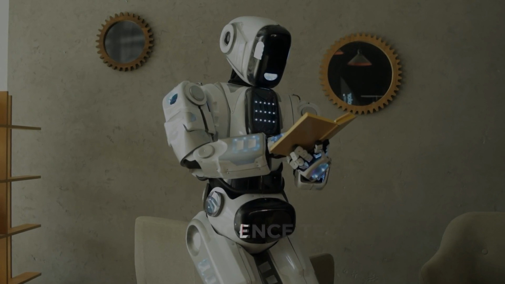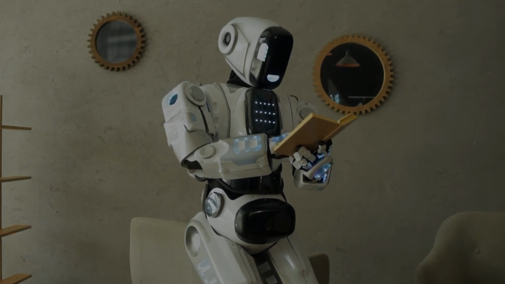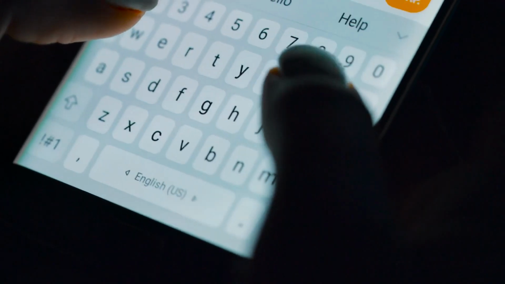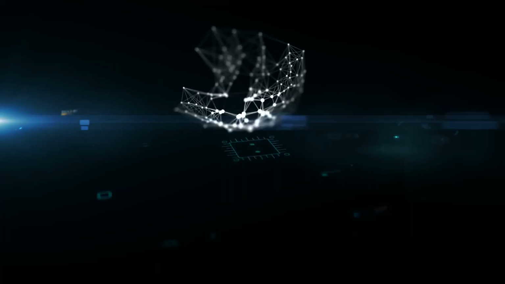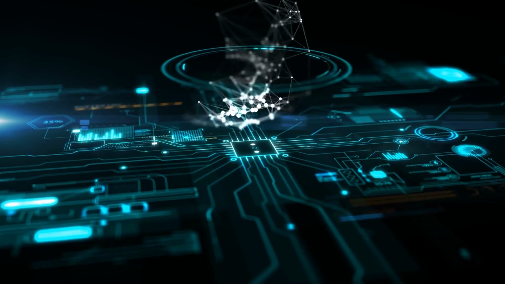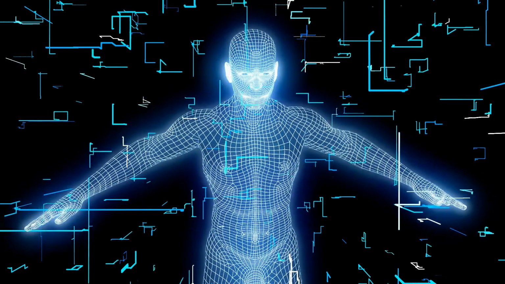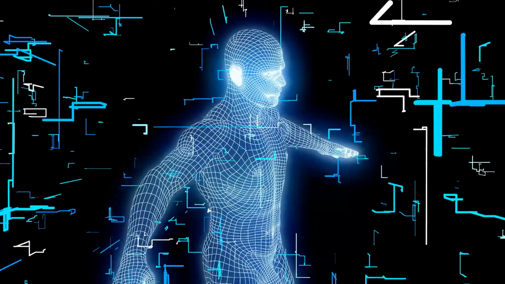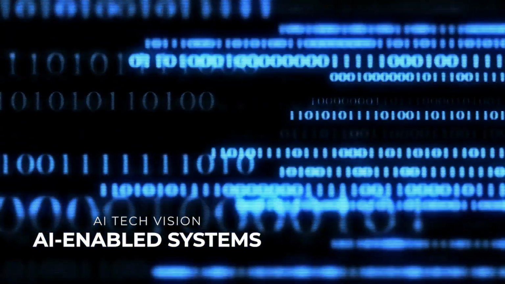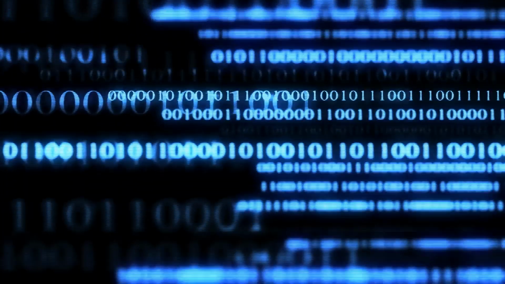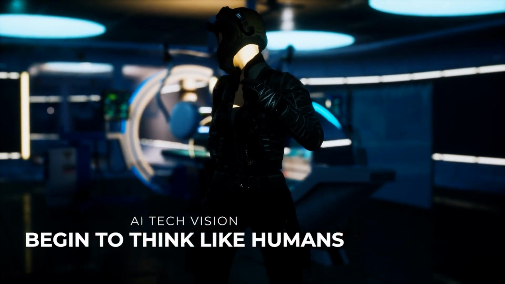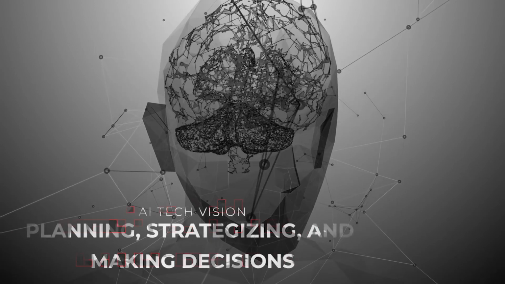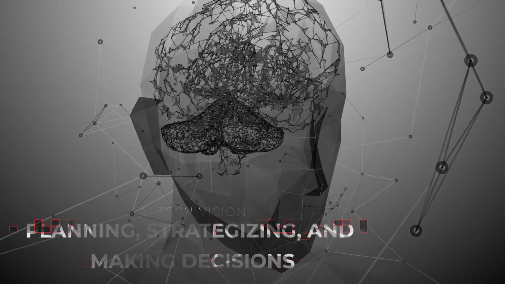Artificial intelligence technology is used in the advanced process of a machine making decisions based on logic. The development of conversational chatbots, self-driving cars, and recommendation systems demonstrates AI's global impact. It permeates many aspects of our lives and is regarded as one of the most exciting technological research areas. AI-enabled systems not only function as coded mechanized systems, but they also begin to think like humans. They are superpowered to the point where they can carry out tasks such as planning, strategizing, and making decisions.